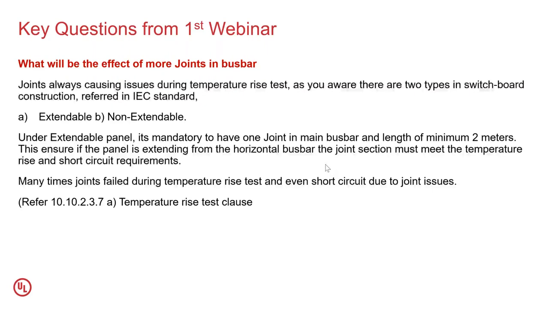In switchboards, there are two types of construction described: extendable switchboards and non-extendable switchboards. For an extendable switchboard, it is mandatory to build one joint with a length of 2 meters, because we ensure the joint takes care of temperature rise and short circuit withstand during the test. Hence, many joints fail during temperature rise and even short circuit, and joints are very important for extendable purposes.